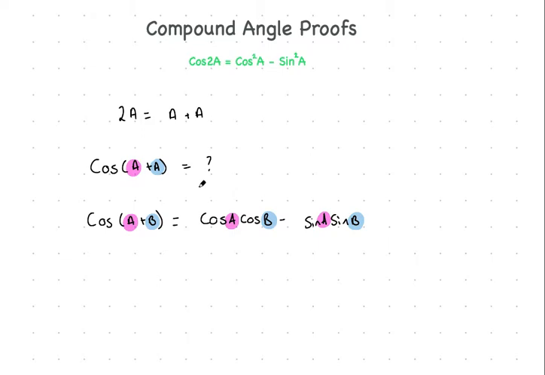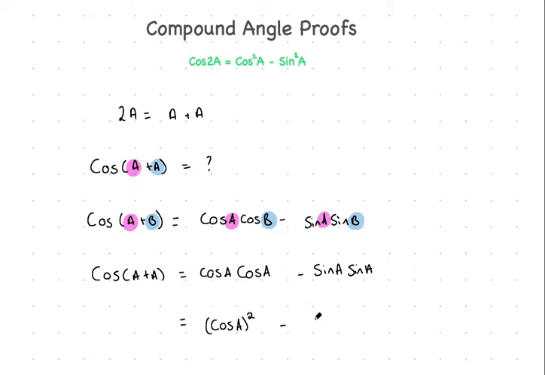Now we're dealing with the compound angle formula, and we substitute back in. So we're going to have cos of a plus a becomes cos of a, minus sine of a, sine of a. And what we can say here is that cos of a multiplied by cos of a is the same thing as having cos a all squared, minus sine of a by sine of a is the same thing as having sine of a all squared.